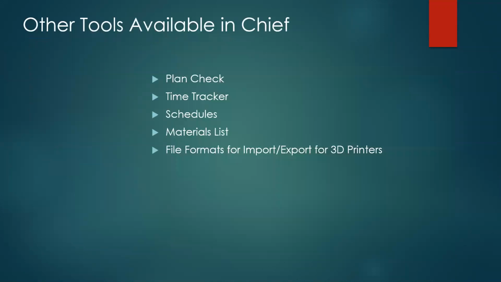Other tools available in Chief include a plan checker. This won't detect all of the mistakes that might be in the plan, but it does give you an idea of some things that you may need to improve on. The time tracker, this lists the starting and the ending times that a particular user has worked with Chief Architect on a particular plan.